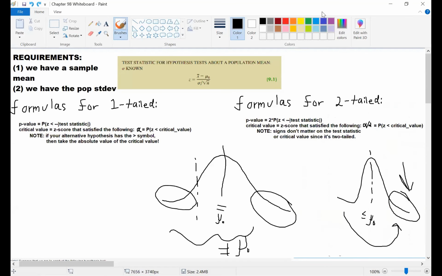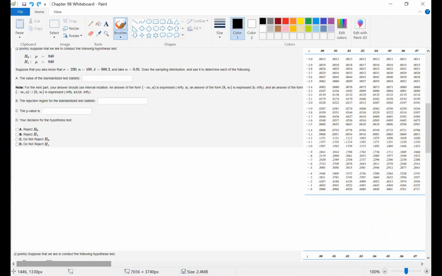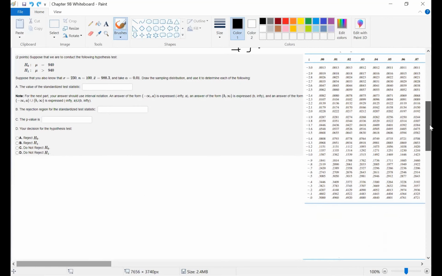Before I continue, does anyone need more time to write this down or take a picture of it? Okay. I'm going to work through 2 examples, and then you'll do the third one on your own. And all of these examples, with the exception of the one for proportions, are going to come from the web.